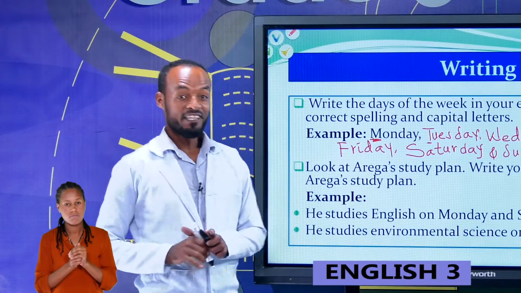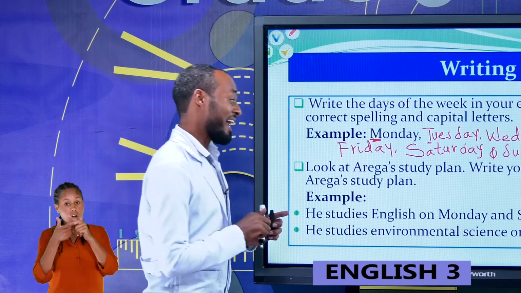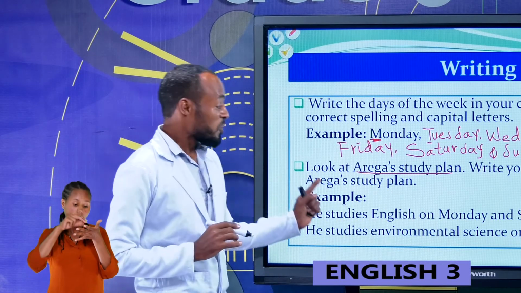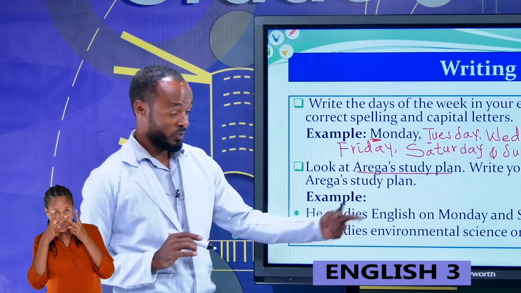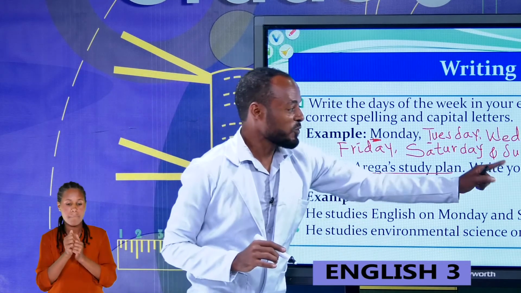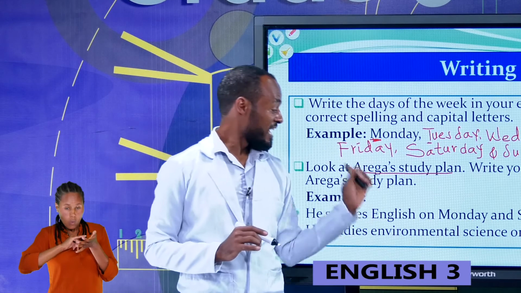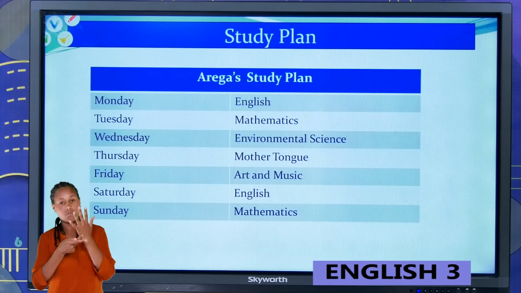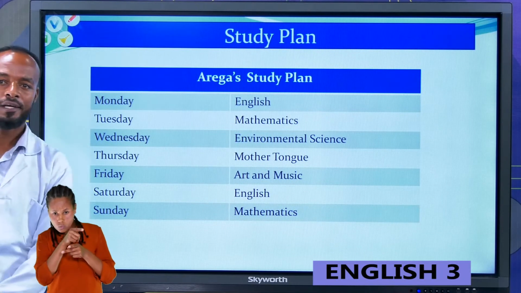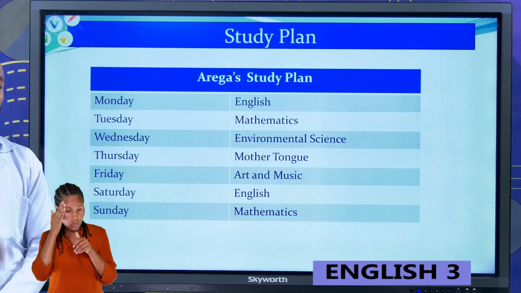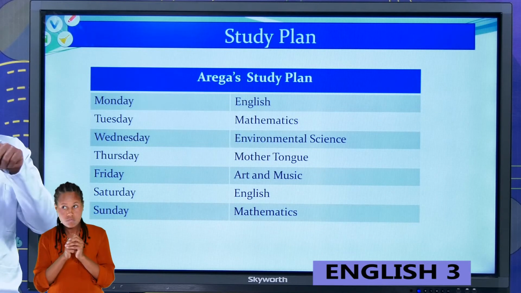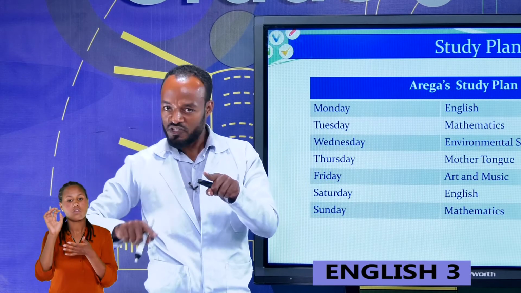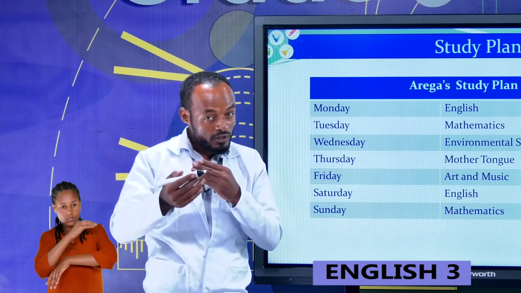Nice. The next activity will be about Araga's study plan. Look at Araga's study plan. I will show you next to this lesson. Write your own sentence using Araga's study plan. Here is Araga's study plan. Do you know study plan? Do you have your own study plan? You have to have it. You have to share Monday, Tuesday, Wednesday, Thursday, Friday, Saturday, and Sunday according to your schedule.